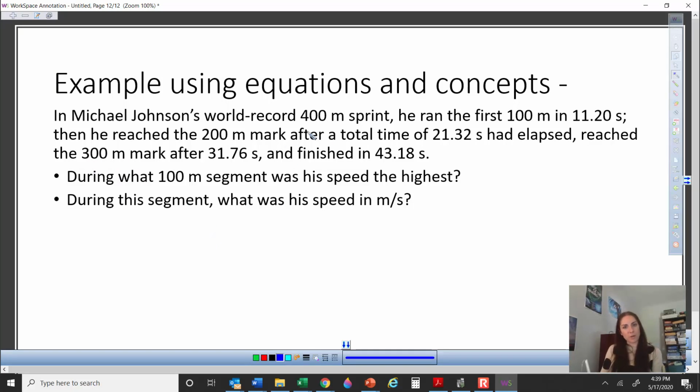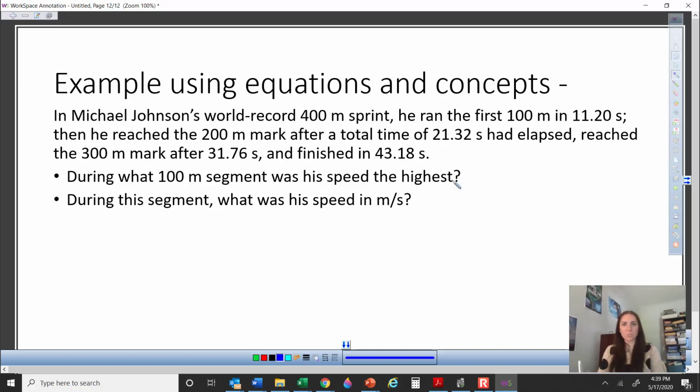Michael Johnson's record 400 sprint. He ran the first 100 meters in 11.2 seconds. Then he reached the 200 mark after a total time of 21.32 seconds had elapsed. Then he reached the 300 mark after 31.76 seconds and finished in 43.81 seconds. During what 100-meter segment was his speed the highest? During this segment, what was his speed?